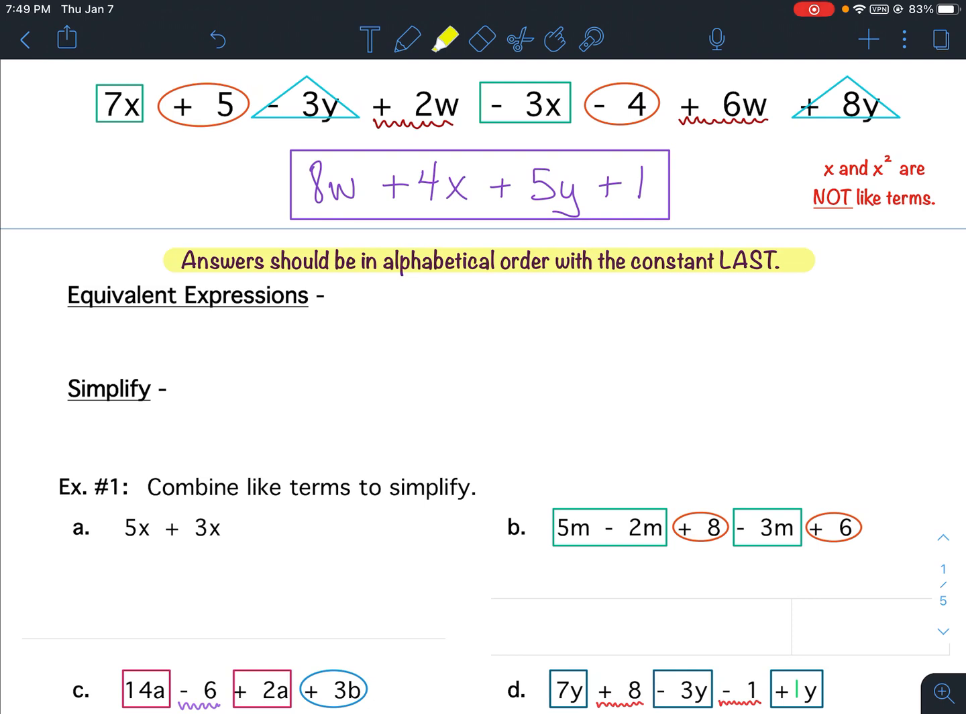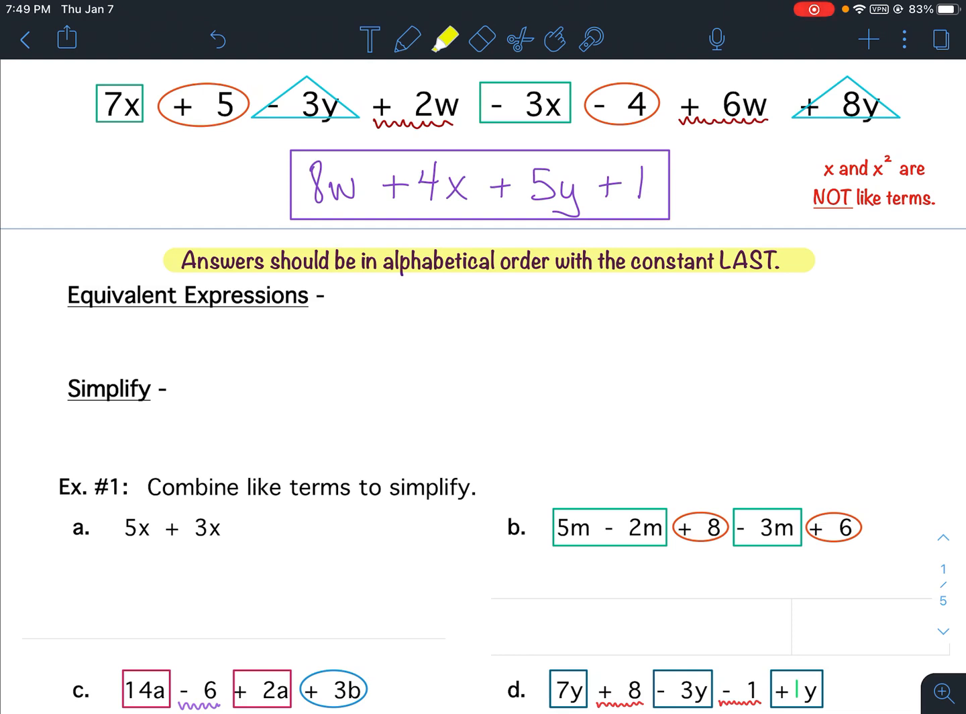And if there's an x and an x squared, you go in alphabetic order and you put the term with the highest exponent first. So x squared would come before x. You'll do that more when you get to algebra.